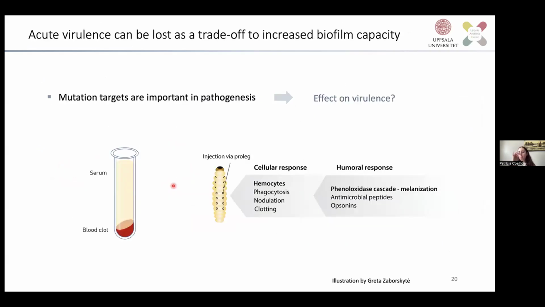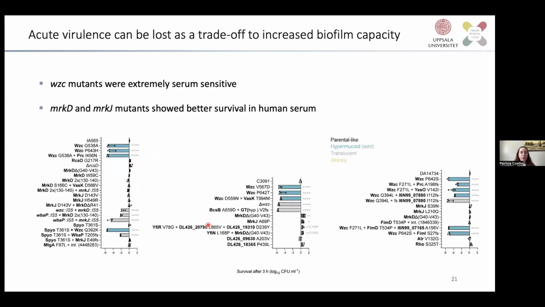But like I said during the introduction, we had the in vivo studies that showed that within the host, Klebsiella evolves toward a non-virulent state. So we wanted to check that also in the in vitro evolution of our strains. We exposed these biofilms to human serum, and we also checked their effect on Galleria mellonella larvae, to see if they could kill the larvae better or not, depending on the mutation that they had.